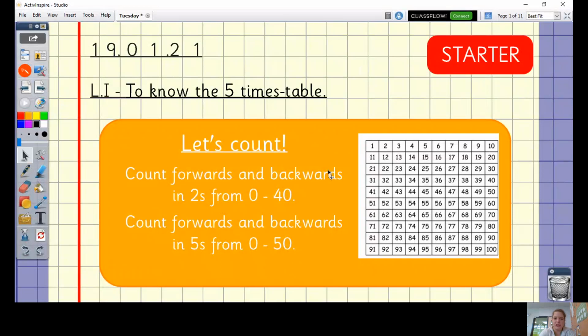Okay, now hopefully you got on okay with your learning yesterday of practicing the 2 times table. Today we're going to be continuing with something very similar. We're going to be practicing our 5 times table.